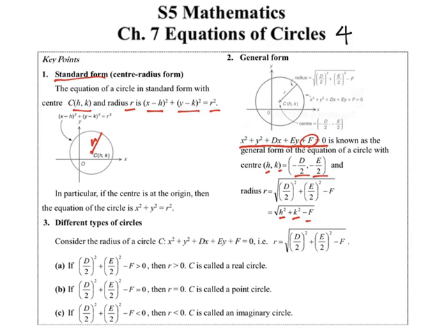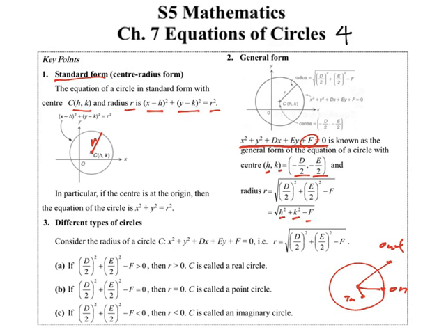Next, sometimes we will consider a point to see if it is inside, outside, or on the circle. We'll check the distance. If the distance is bigger than the radius, that means outside. If it is exactly the radius, it is on the circle. And lastly, if it's shorter than the radius, that means inside the circle. So we have three cases. This one is outside, this one is on, and this one is inside.